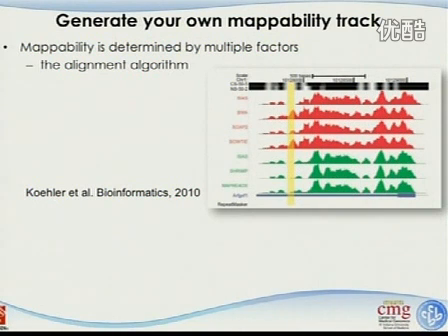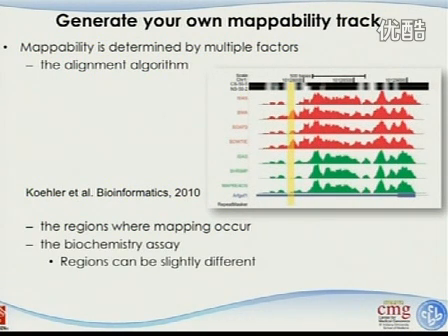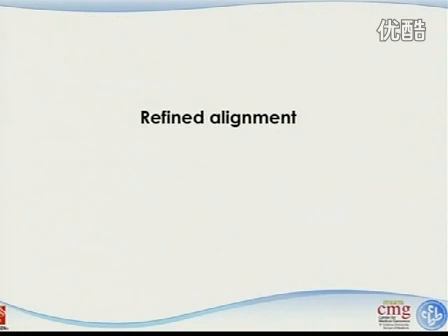Some alignment algorithms are good at distinguishing small differences between this region and that region. Others are not. So the alignment algorithm can be a consideration. And the regions where mapping occurs are important as well. From the previous slides, we know that for a PCR-based assay or a capture-based, hybridization-based assay, your consideration of the repetitive regions is different as well. So we need to really think it through. The biochemistry of the assay is different, and the regions can be slightly different.